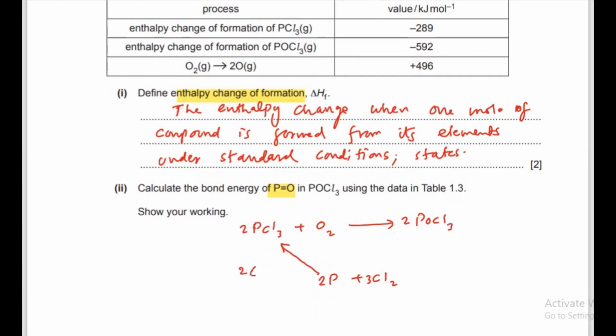So this is 2 times minus 289. This is the enthalpy change of formation of PCl3. Then the enthalpy change of formation of POCl3. Now, if we add oxygen here, so the elements like phosphorus, chlorine, and oxygen, they can form POCl3. So this is the enthalpy change of formation of POCl3, which is minus 592. So first of all, let me calculate the enthalpy change of reaction of this specific reaction.